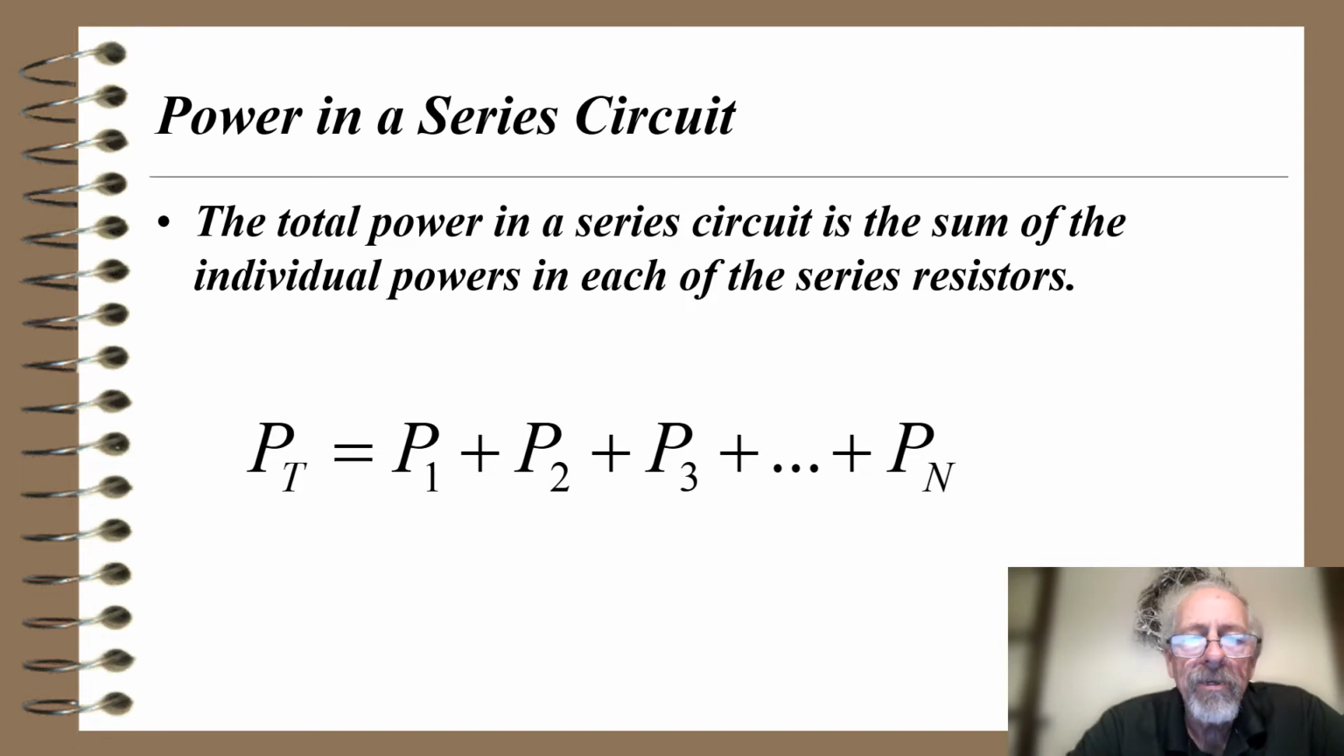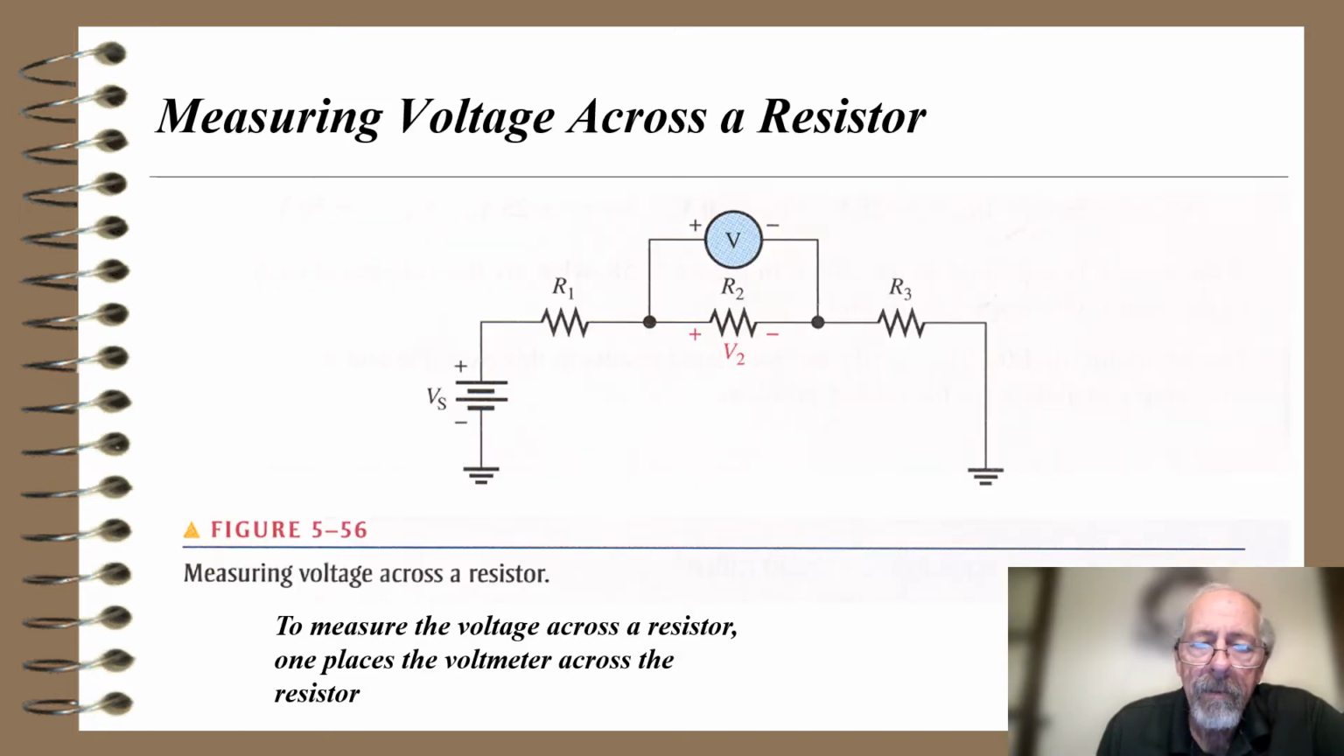What about the power in a series circuit? We've talked about power in another presentation. The total power in a series circuit is the sum of the individual powers in each of the series resistors. So power total is P1 plus P2 plus P3 plus ... plus P sub n, where again, n is the number of components in the circuit. So if I had 2 series resistors, I'd have power total is equal to P1 plus P2. How would I find that power? By again multiplying I times V, or taking V squared over R, or multiply I squared times R. Again, the 3 power equations.